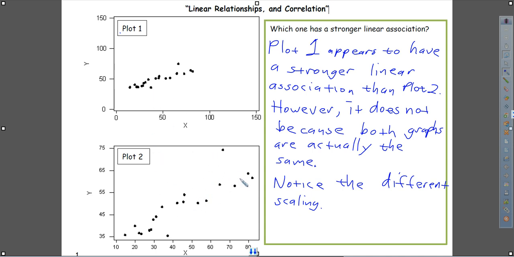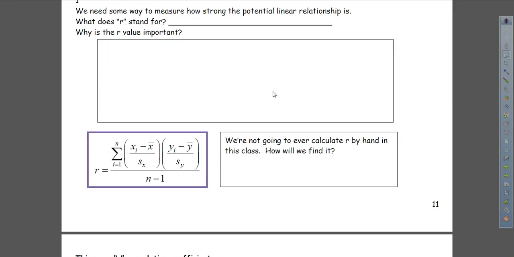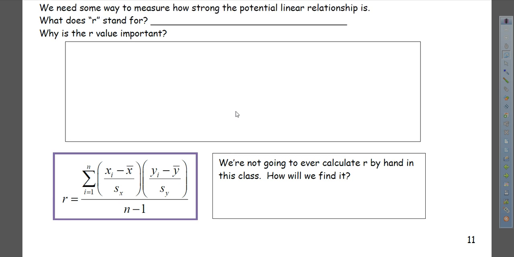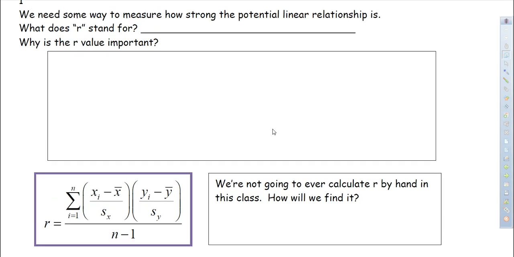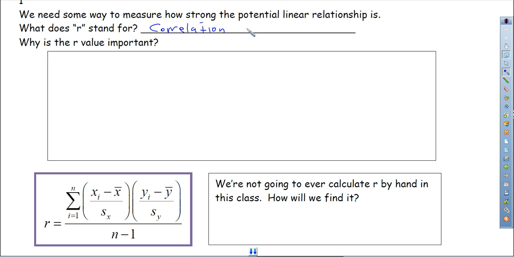So we actually have a way to measure how strong the relationship is, and that brings us on to the next part. We need some way to measure how strong the potential linear relationship is rather than just by visual inspection. And that brings in our R value. R is our correlation coefficient.